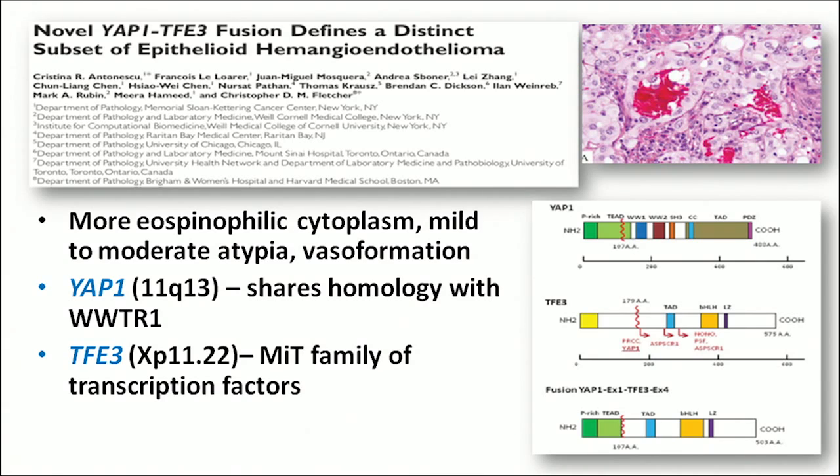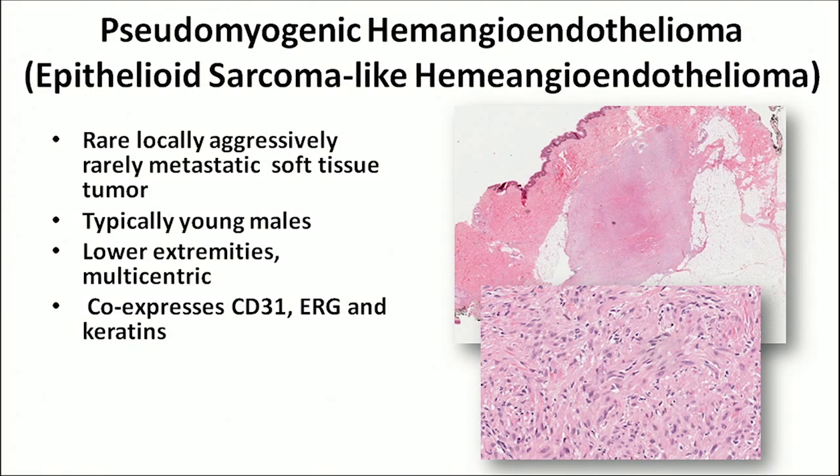And then it turns out that you can have a completely different fusion variant within epithelioid hemangioendothelioma involving YAP1 and TFE3. They have slightly different morphology, but most people still consider them to be within the same spectrum.